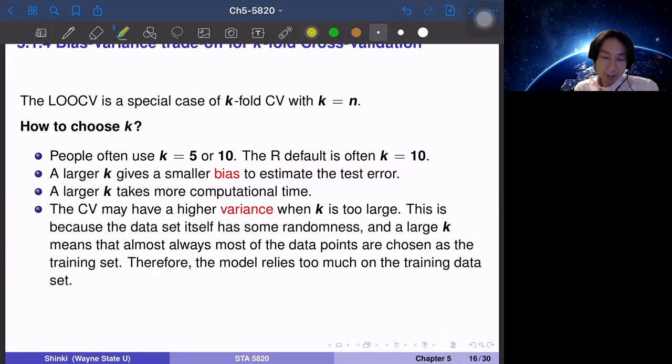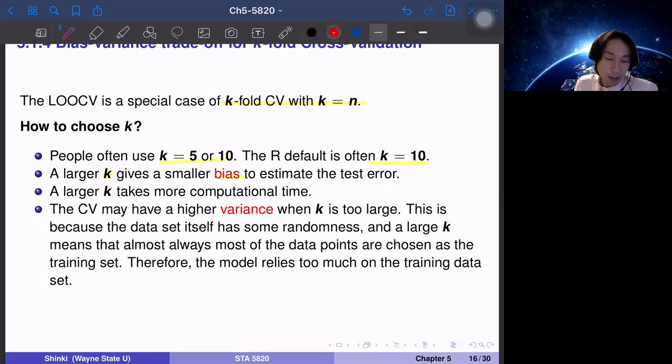And how to choose k? It's not really a serious problem. The best one is k equal to n, but it takes too much time. So usually 5 or 10 is fine. If you do the final project, just use 5 or 10, or you can even use 2 or 3. And large k gives a smaller bias in estimating the test error.